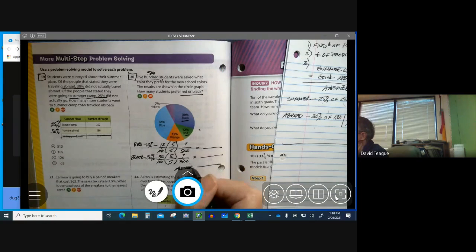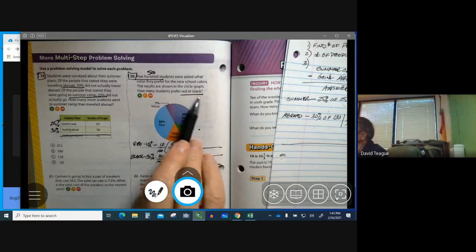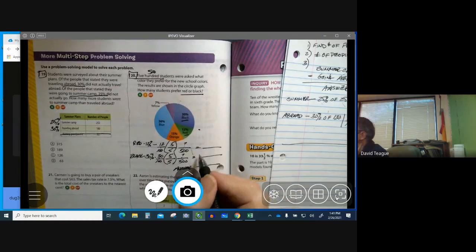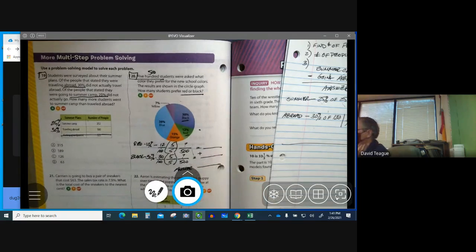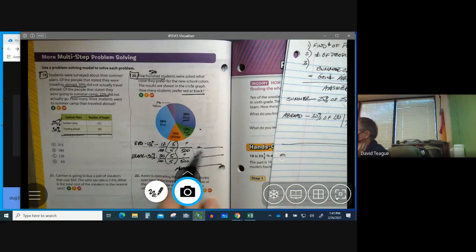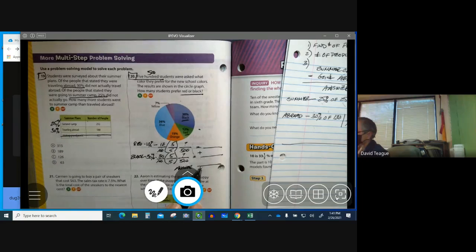Because they want to know who preferred red or black. So we have to add the two together. So you're going to add these two together. All you're doing is multiplying 5 times 12, 30 times 5, and adding the two together. And that's your answer here.